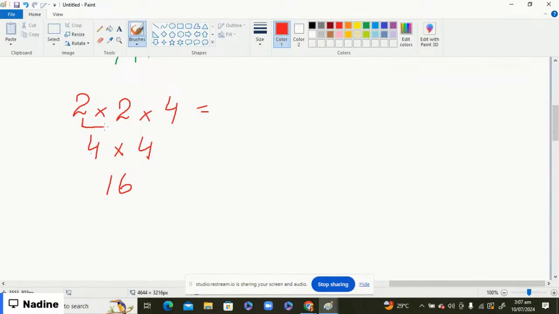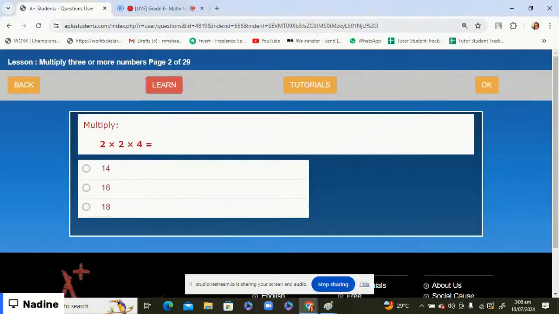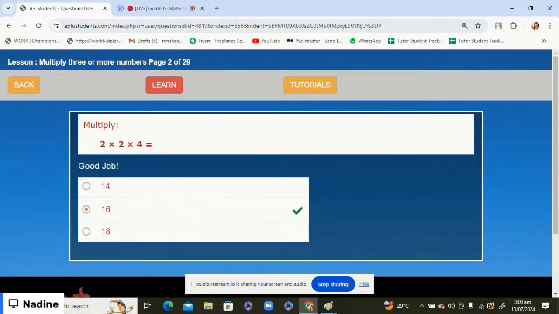First of all, you are going to multiply these two numbers firstly, and then when you put the answer, then you multiply with the last digit. So when we see, this is basically 16. Let's check the answer. Yes, this is the right answer.